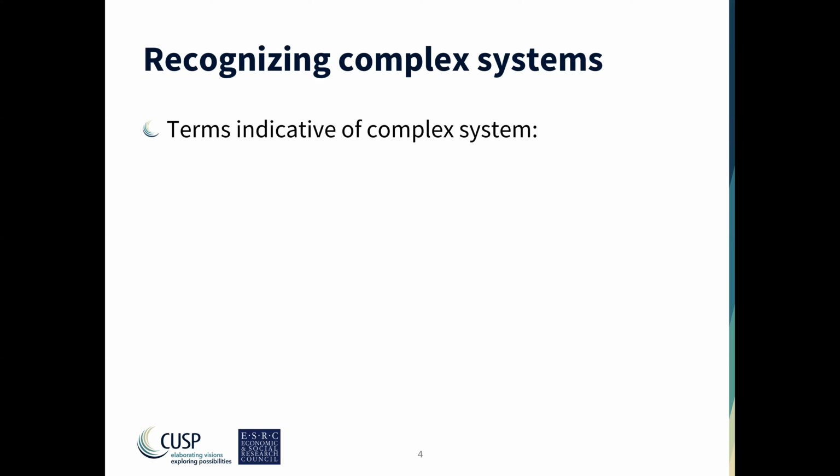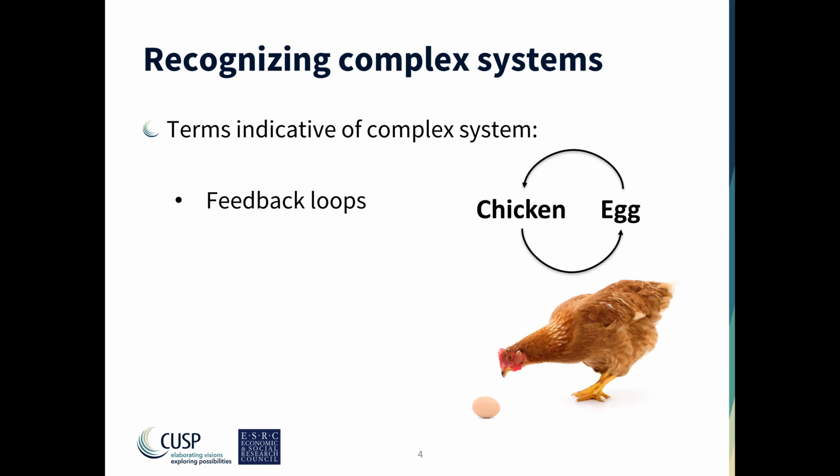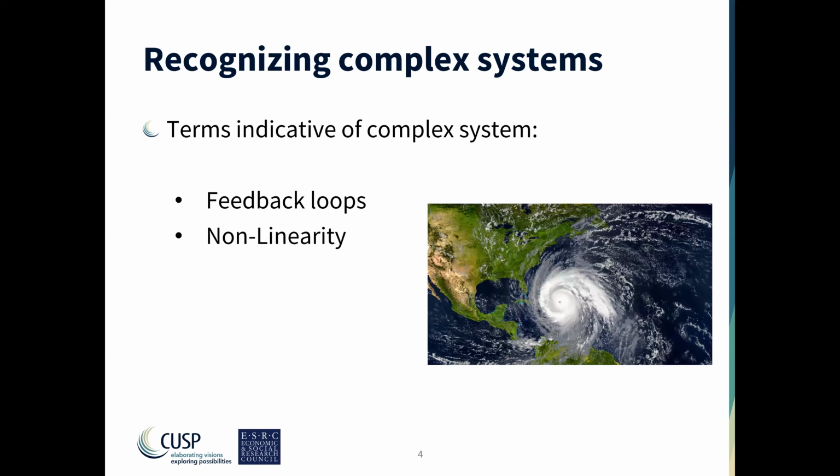If you understand complex systems, you will find out that most of the things that surround us are complex systems. You can recognize them in the literature when you find terms such as feedback loop. So for example, the chicken and the egg. What starts first is actually a dilemma. The important thing there is that one can cause the other and vice versa. We can look at terms like nonlinearity.